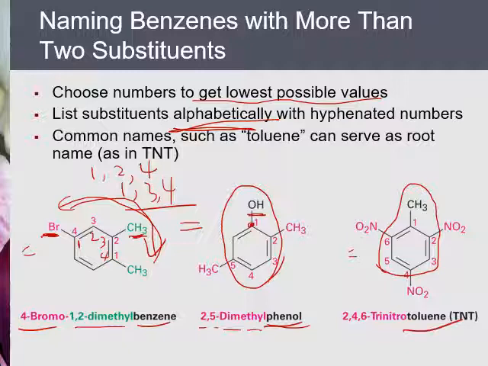In the last one, again, you have a benzene with methyl, and that's called toluene. The carbon with methyl automatically becomes number 1 carbon. So 1, 2, 3, 4, 5, 6. So it is called 2,4,6-trinitrotoluene, or TNT, an explosive.